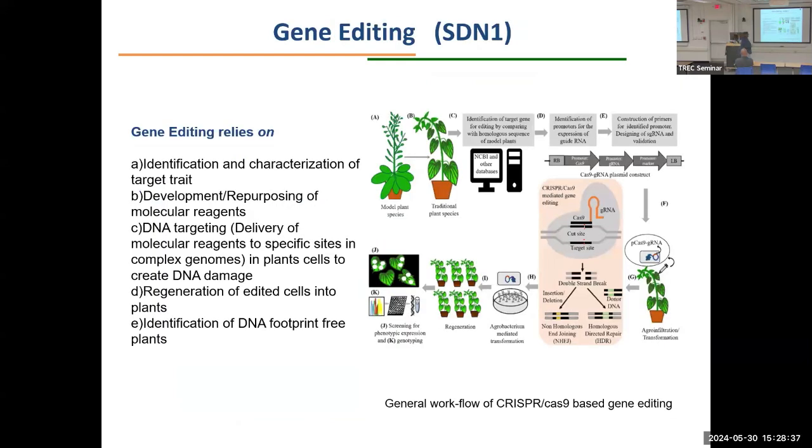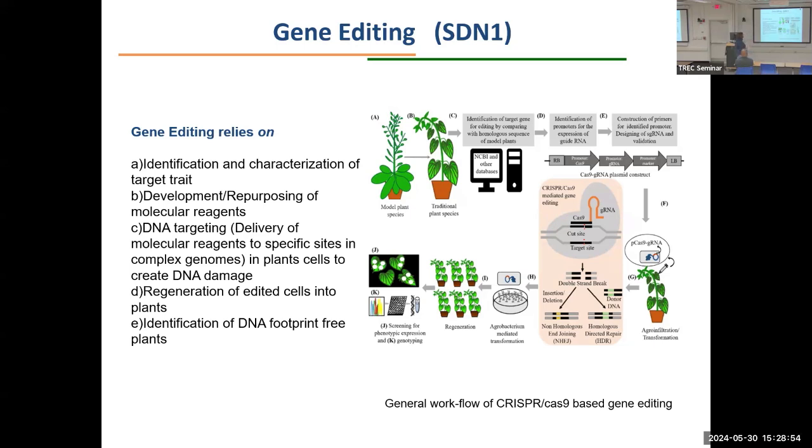So now, I already talked about what gene editing is. Gene editing has been adopted as a technology, but how can we use this technology in our research, and how can we design our experiment for gene editing?